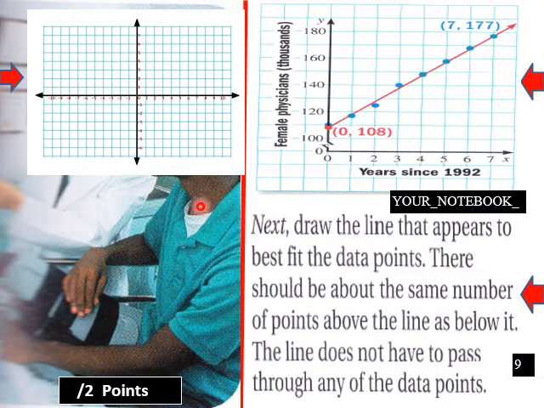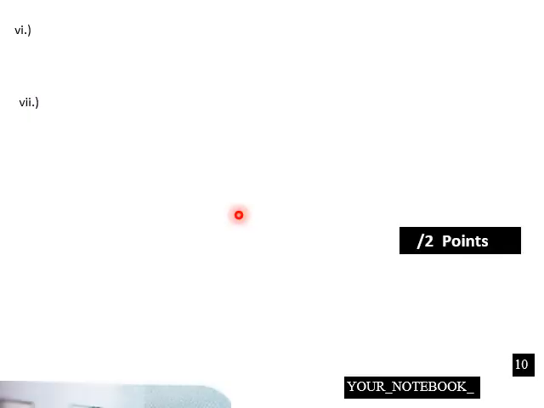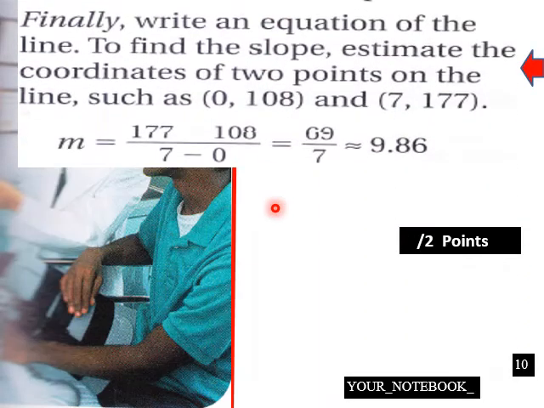Next, draw the line that appears to best fit the data points. There should be about the same number of points above the line as below it, so the line does not have to pass through any of the data points. So the line needs to go through the array of plots. Okay, so we got a line, now what?